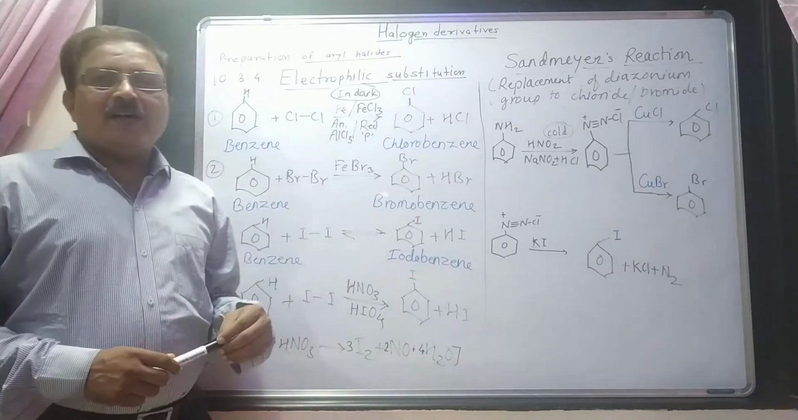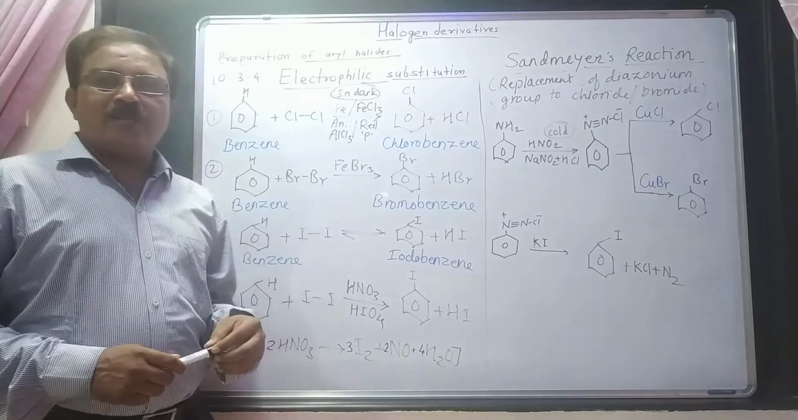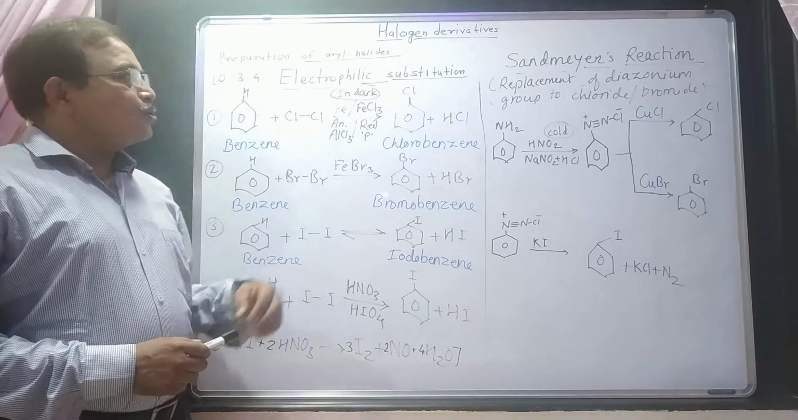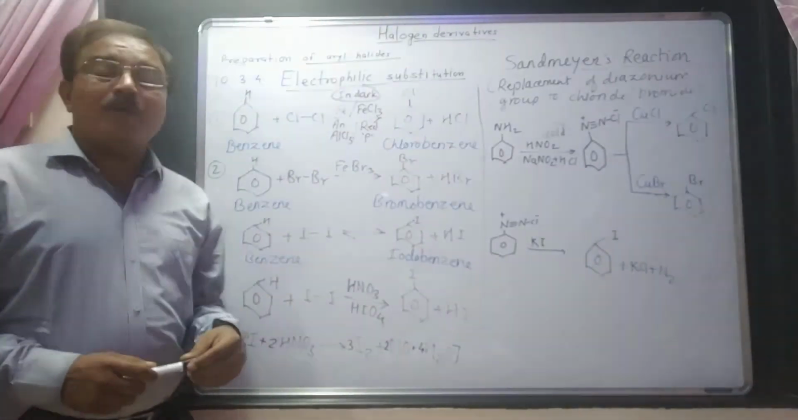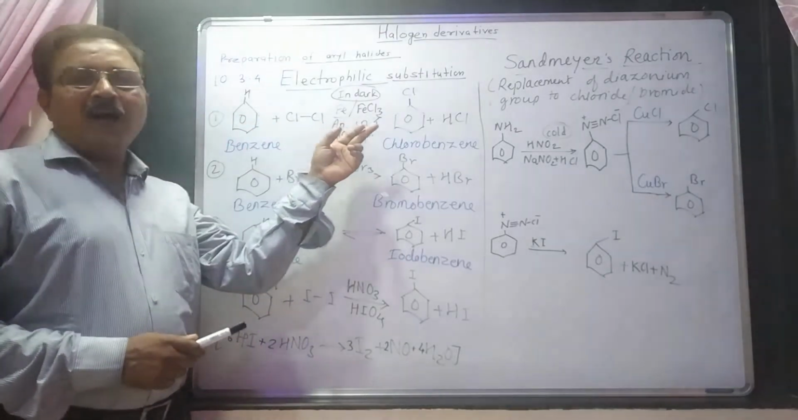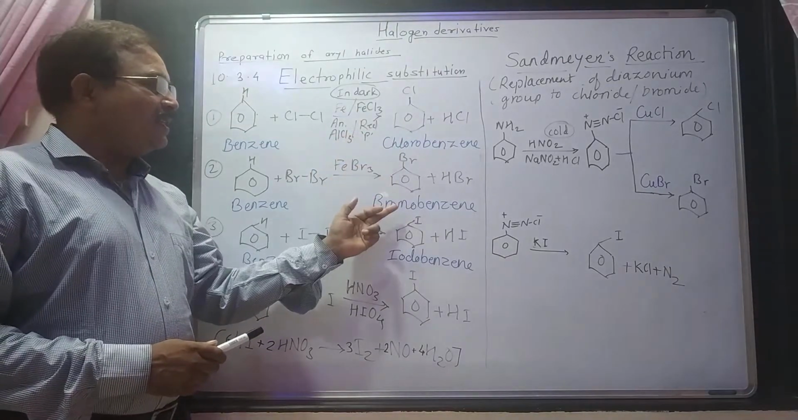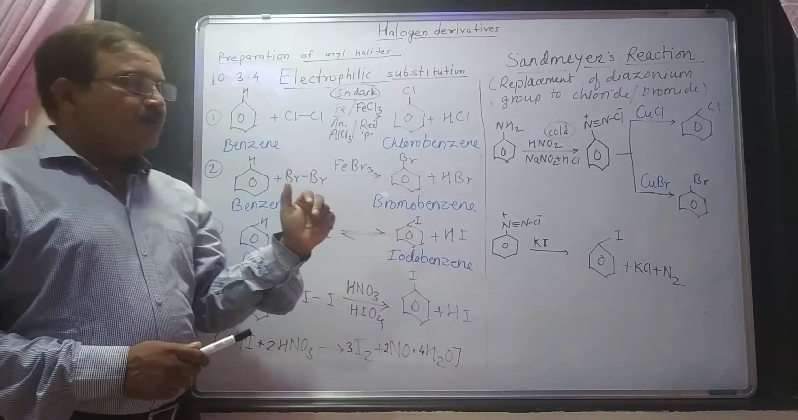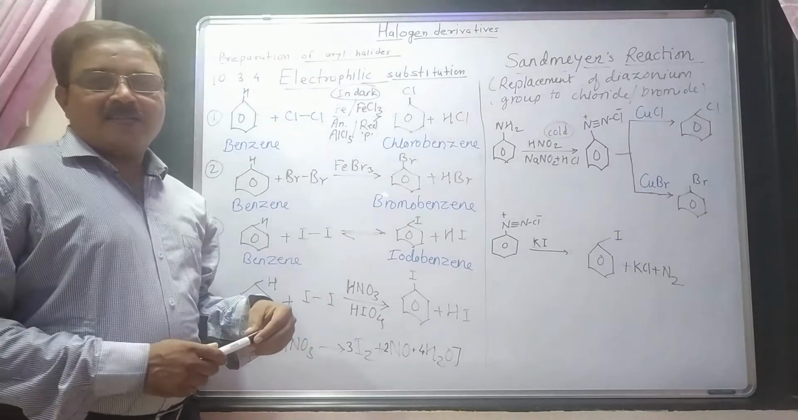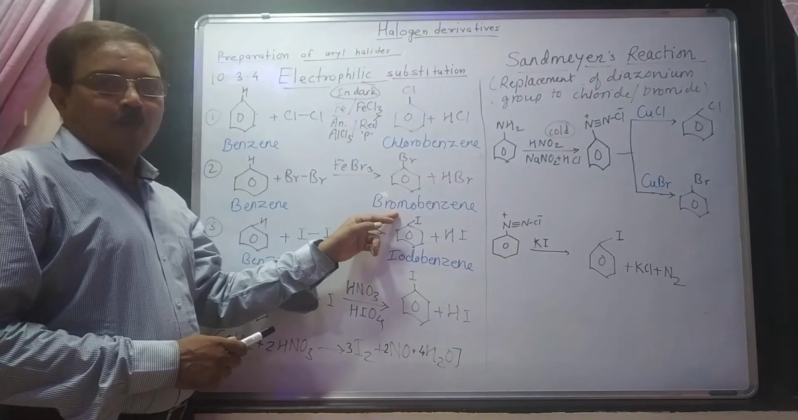Last period, we have studied different methods of preparation of alkyl halides. Today, we are going to study preparation methods of aryl halides. So the first method of preparation of aryl halide is from benzene to halobenzene. And these halobenzenes are chlorobenzene and bromobenzene. So by a simple electrophilic substitution reaction we can prepare chlorobenzene and bromobenzene.